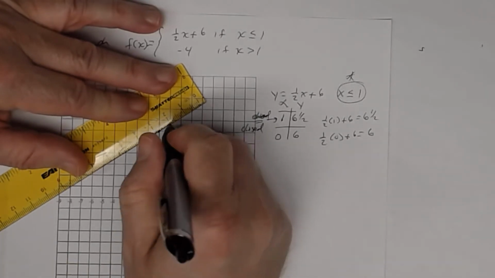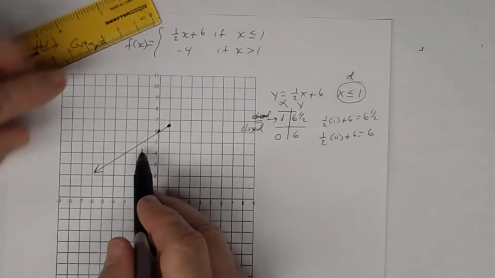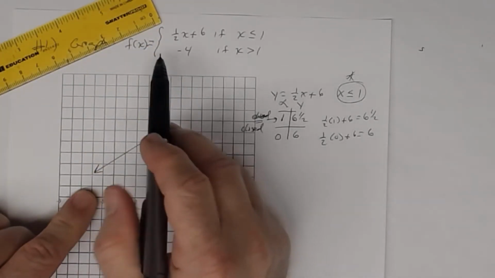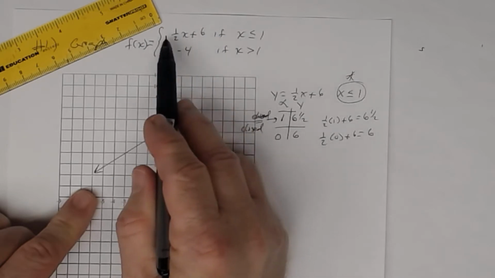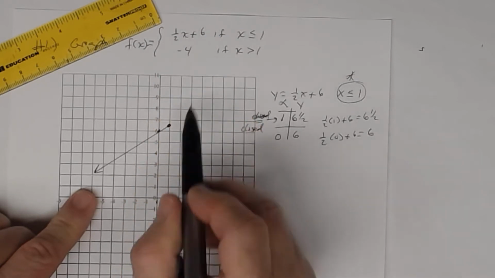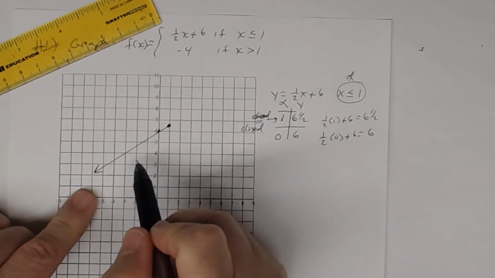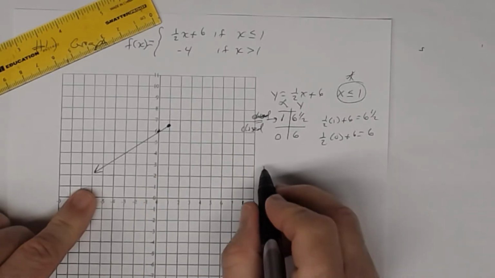So this is a graph of that one. So it's actually a ray. This part is a ray. So when my function is equal to this piece here, this is the graph I get. Okay? All right, now let's go to the next one. So now we're going to look at the next one.